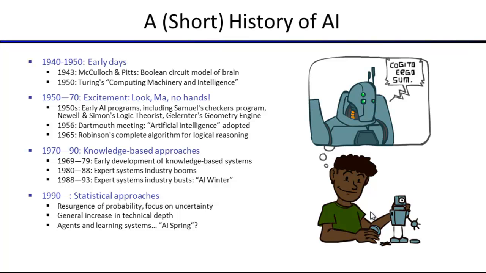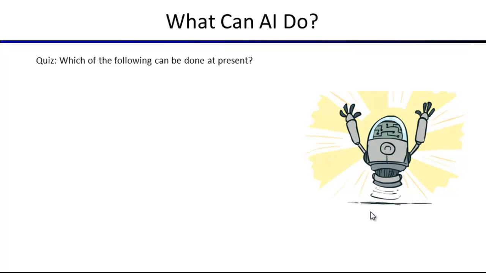Think of things like web search, machine translation we have now, and so forth. And we'll see many examples in the remainder of the lecture that have these more probabilistic, optimization-based techniques behind them. So we started seeing something a little bit more of an AI spring by the end of the 90s. So let's take a look at what might be possible right now.